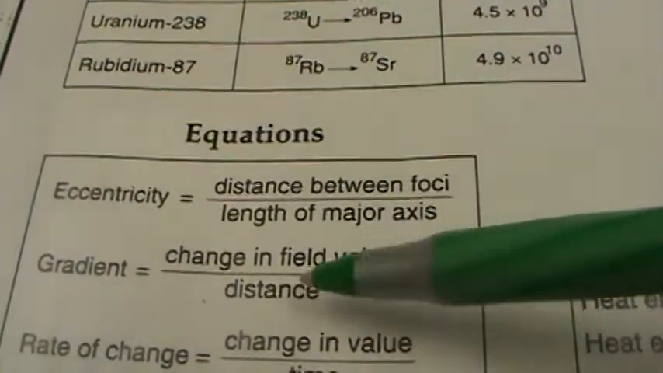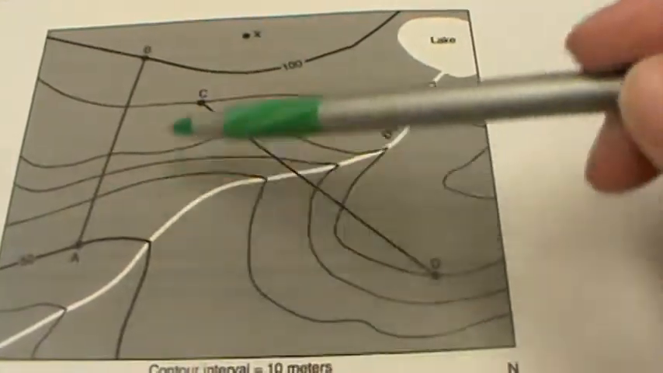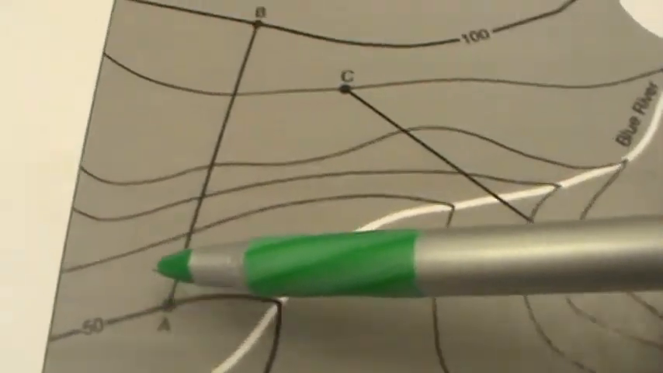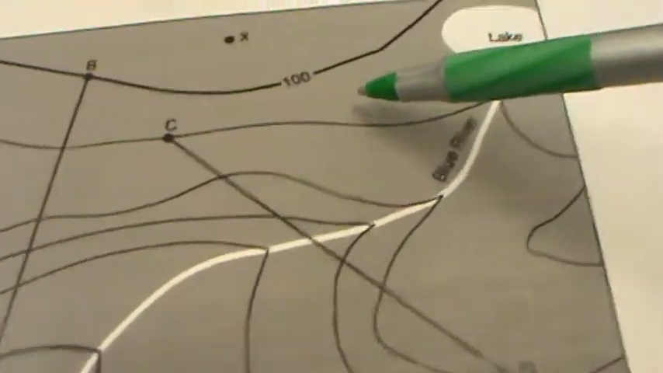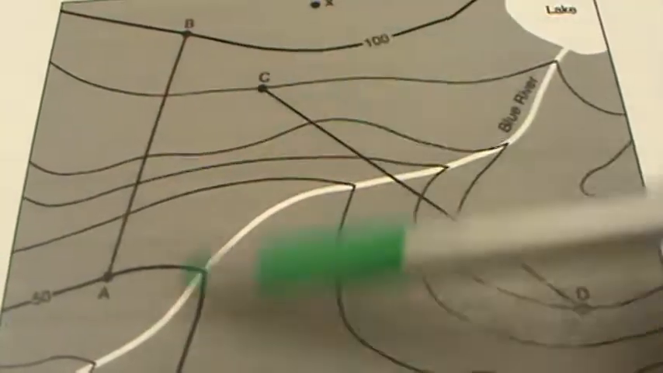Change in field value divided by distance. Change in field value always confuses people. It's just what are the changes in the values on this map. The values on this map represent elevation, and there's numbers on there, 100, 50, and so on, and there's a contour interval. So what are the values? What are the elevations divided by distance, divided by how far apart they are?